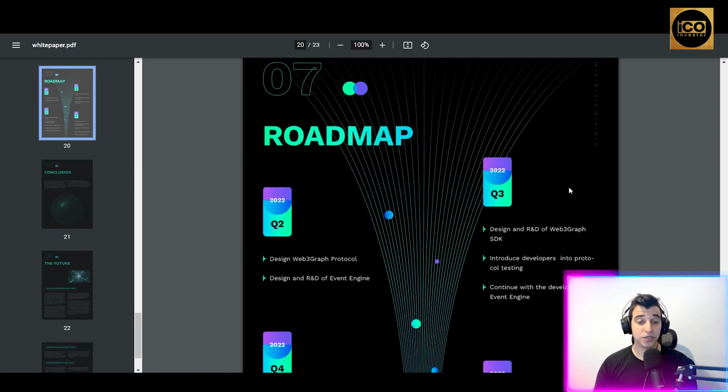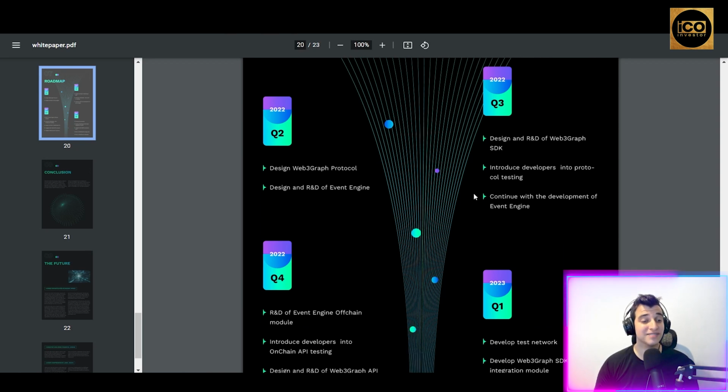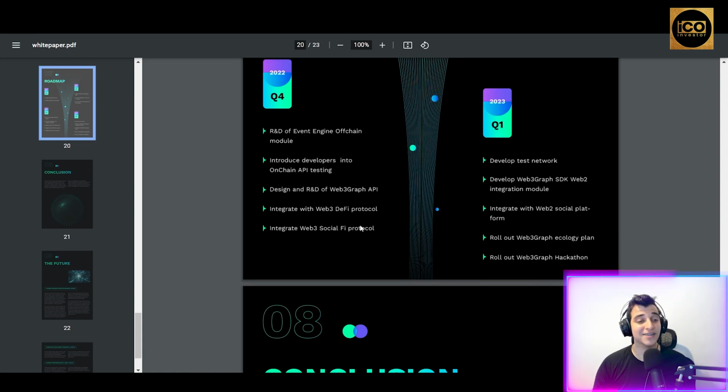And by the way, in the 3rd quarter, they will have the design and R&D of the Web3 Graph SDK, introduce developers into protocol testing, and continue with the development of the event engine that they already have. And also R&D of the event engine off-chain model, introduce developers into on-chain API testing, and also design and R&D the Web3 Graph API, and much, much more.